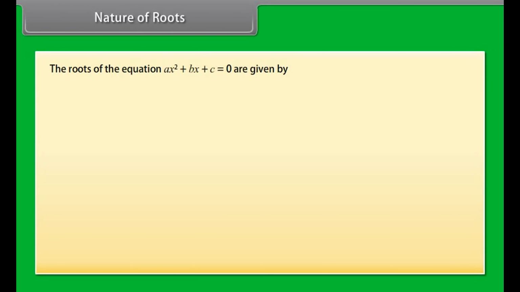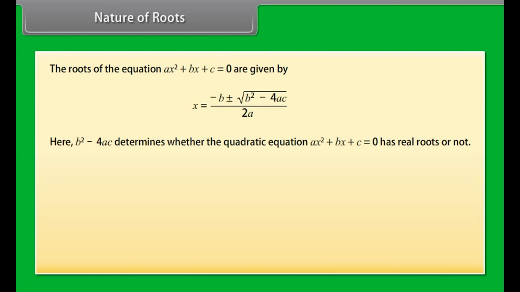The roots of the equation ax² + bx + c = 0 are given by x equals −b plus or minus the square root of (b² − 4ac), whole upon 2a. Here, b² − 4ac determines whether the quadratic equation ax² + bx + c = 0 has real roots or not. b² − 4ac is called the discriminant of the quadratic equation.